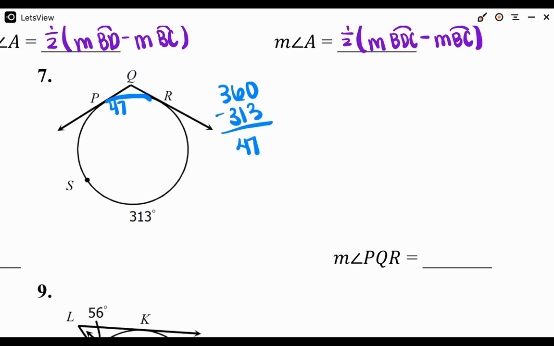Now we can do our formula. So half of 313 minus 47 is going to give us 133 degrees for our angle PQR.